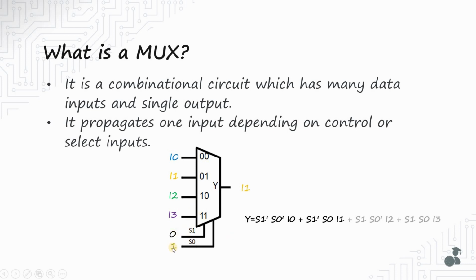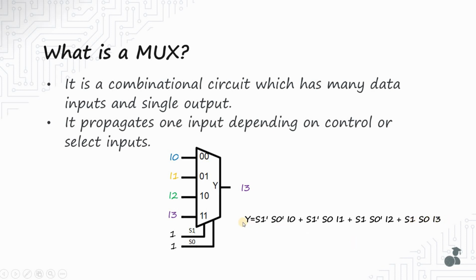However, when S1 is 0 and S0 is 1, the data at 01, that is I1, is propagated to output. S1 bar, S0, I1. When S1 is 1 and S0 is 0, the data at 10, that is I2, is propagated to output. So Y is I2 when S1 is 1 and S0 is 0. So S1, S0 bar, I2. When both are 1, S1 and S0, then data at 11, I3, is propagated to output. So Y is I3 when S1 and S0 both are 1, S1, S0, I3.